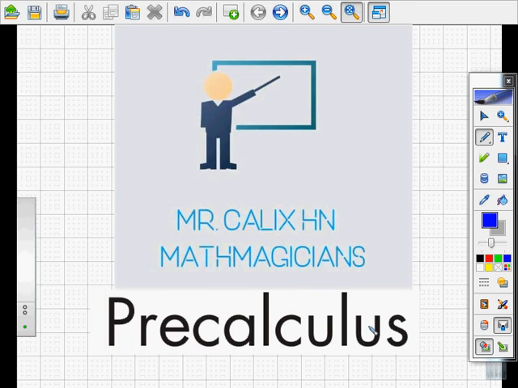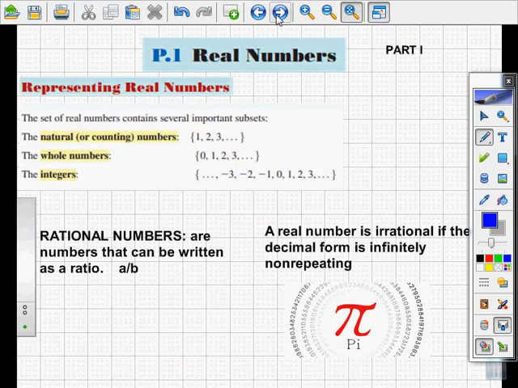I'll be teaching precalculus. We will start with the prerequisites, which are topics that you need to know to understand precalculus. Our first topic is real numbers. We will start by defining what is a real number. A real number is any number that can be written as a decimal. As you see here, we have a table.